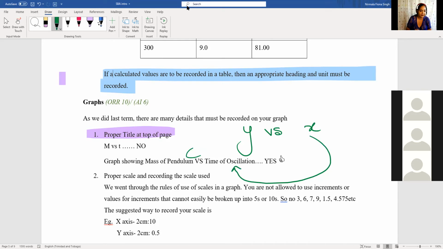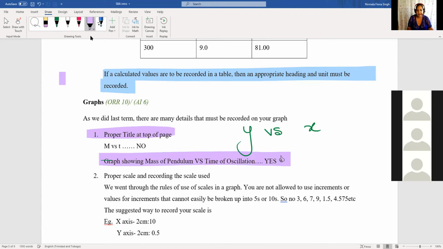So if I give you a graph where we are looking at how mass and oscillation time change, don't tell me that's mass versus time. That's just not a proper title. You have to label your things properly. A proper title will be graph showing mass of pendulum versus time of oscillation. When you are doing your labs, you will figure out your proper title. It's not hard.